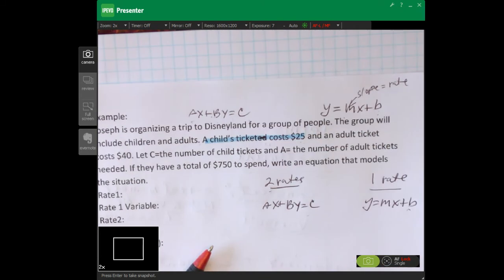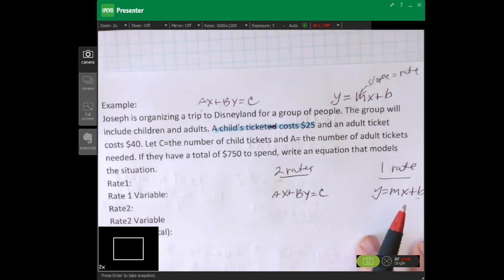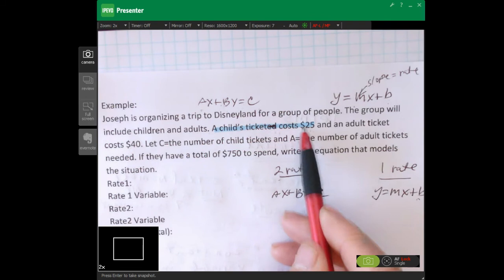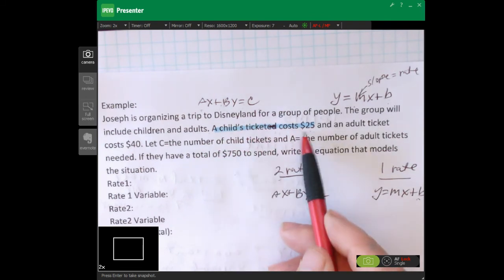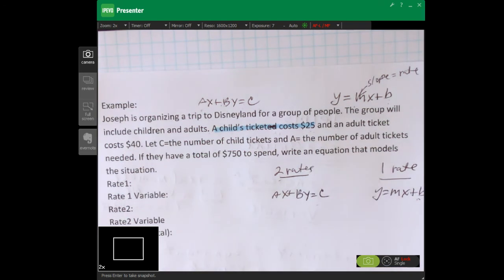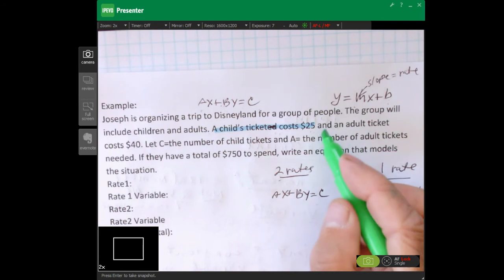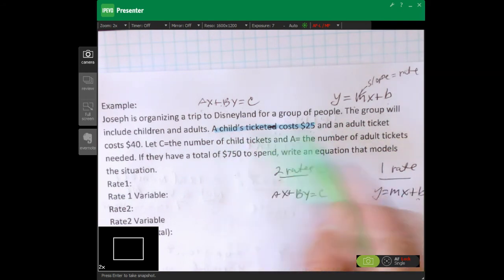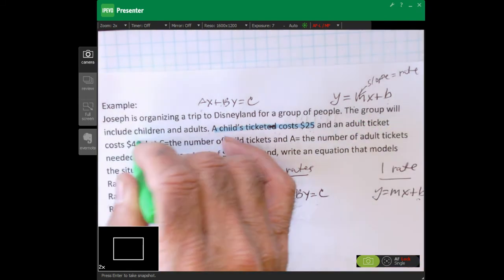Okay, that's something that I can look at and come back to in a little bit. I know this is going to be important. This is telling me some specific information about the problem. Okay, and then the next thing that falls in that category is the second half of that sentence, compound sentence, right? So that's one phrase, and it says an adult ticket costs $40.